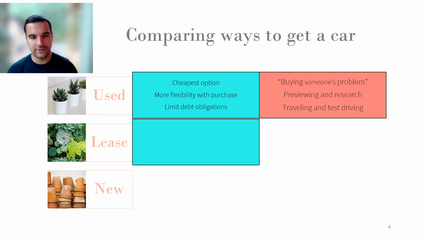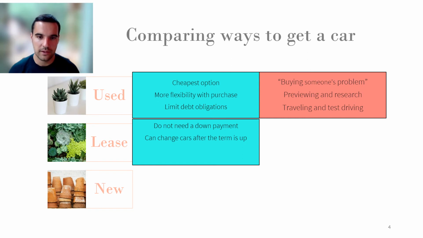Good thing about lease agreements for cars, you don't need a down payment. Sometimes some places might require one, some dealerships might not. In today's economy in 2022, you might have to if you can find one, but usually you do not need a down payment. You can change cars after the term is up. So say it's kind of like a test drive. Say you do a 2-year lease or a 3-year lease, and you do not like that car. You can give it up, and then you can go to the next car.